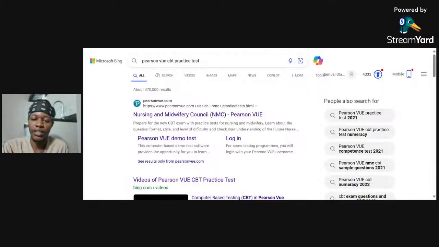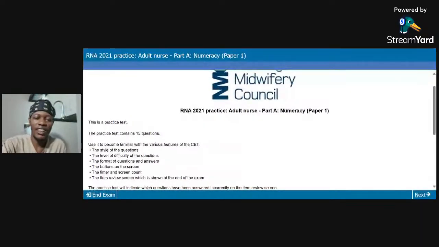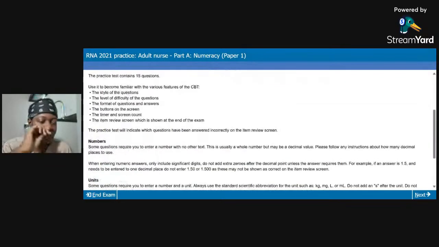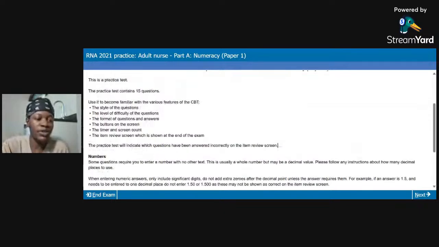Let me put this phone here so that I can see what I'm doing. So once you click on, this is what you'll see. It contains 15 questions, and it's just to get you accustomed to the style of the questions, level of difficulty, format of questions and answers, buttons on the screen, the timer, everything.